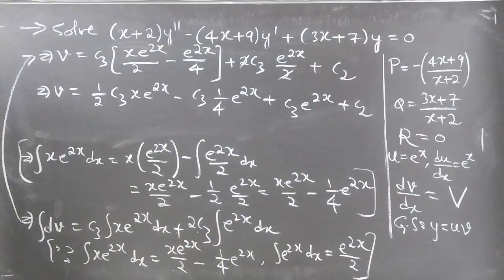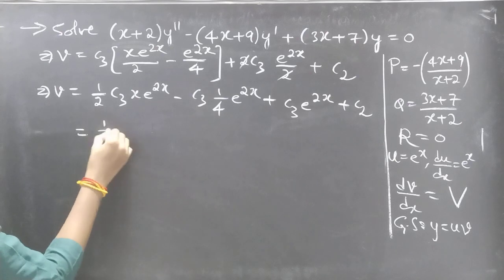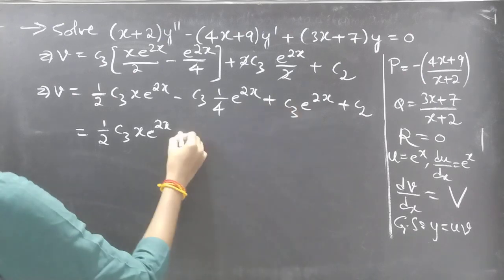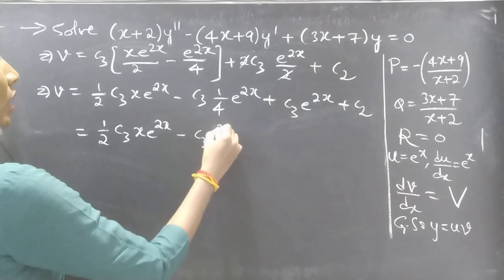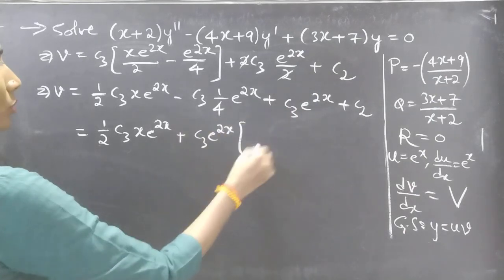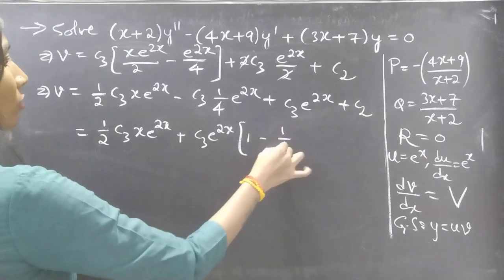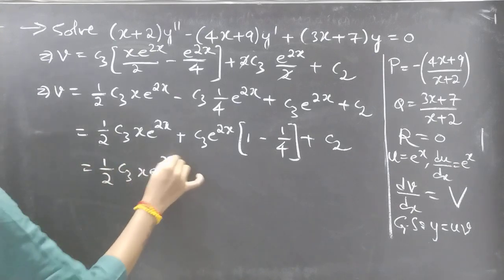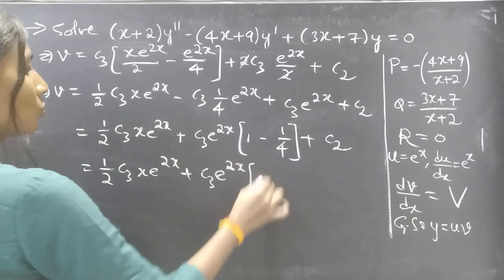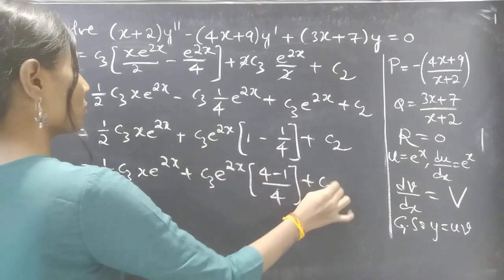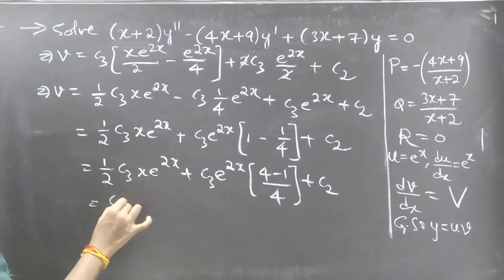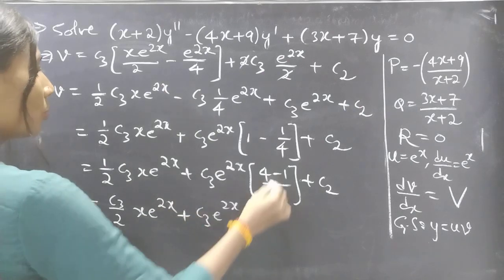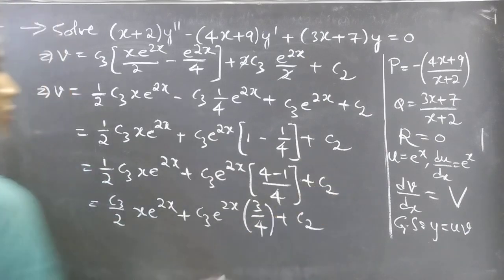This becomes 1 by 2 into C3 into x e power 2x. See, these are the two terms involving C3 and e power 2x, right? So let's take C3 e power 2x common from these two terms. Okay, then I'll get 1 minus 1 by 4 plus C2, which equals 1 by 2 into C3 x e power 2x plus C3 e power 2x into 4 minus 1 by 4 plus C2, which equals C3 by 2 into x e power 2x plus C3 into e power 2x into 4 minus 1, that is 3 by 4, plus C2.